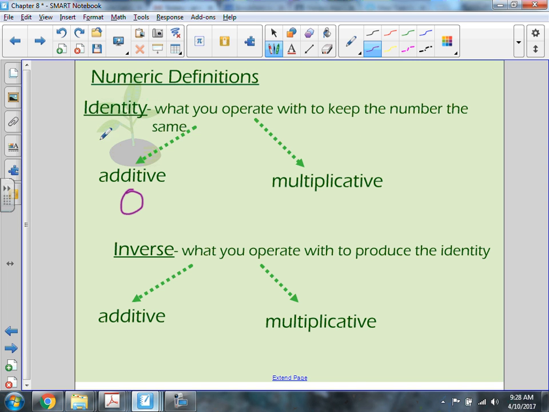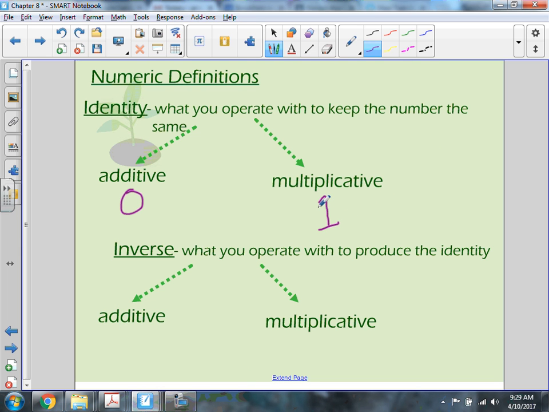And the multiplicative identity is what you multiply a number by to keep the number the same. I think of identity as like what you are, what keeps you you. So what keeps a number itself is its identity. A multiplicative identity is the number 1, because multiplying by 1 keeps a number the same.